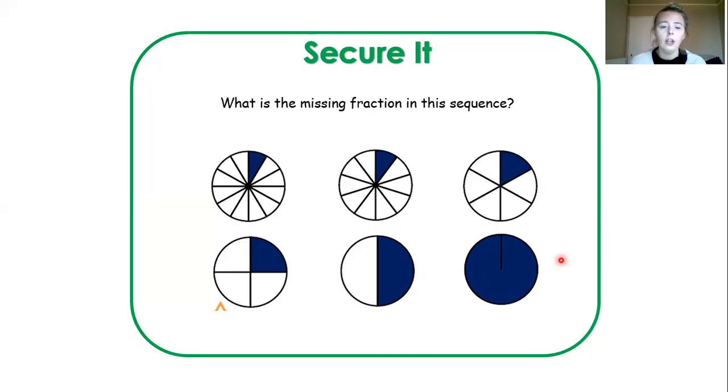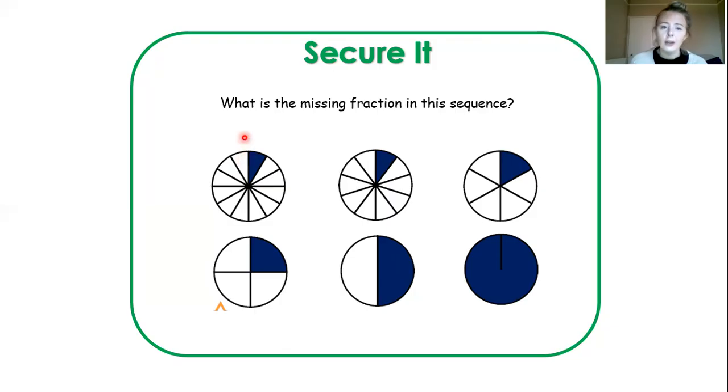So they've shown you the visual representation in the sequence. So what I suggest for you to do is next to each fraction, can you write down the missing fraction in the written form? So what fraction does this represent? You need to count how many equal parts. 1, 2, 3, 4, 5, 6, 7, 8, 9, 10, 11, 12. So it's split into 12 equal parts. So 12 is our denominator.